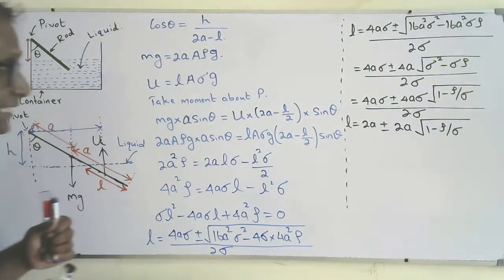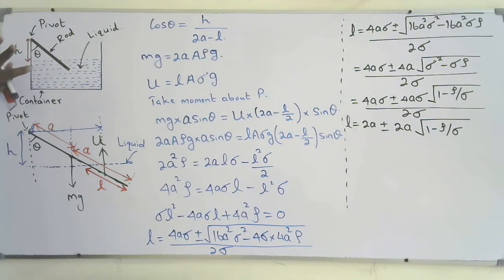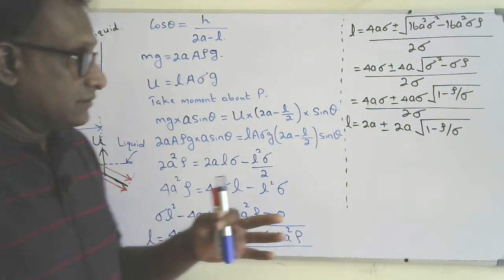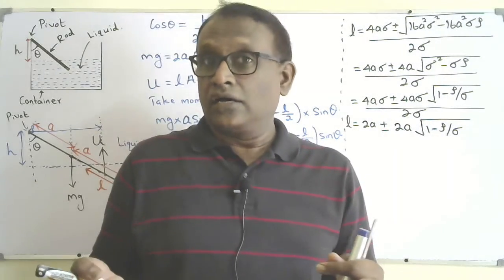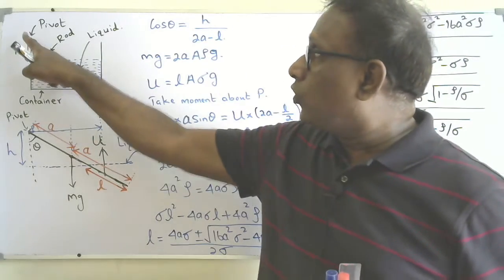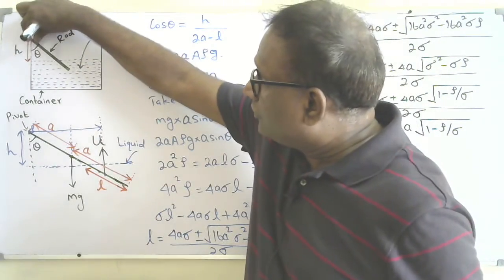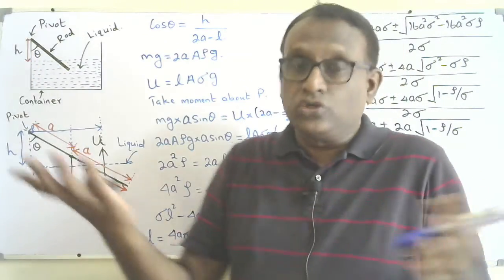Because otherwise, you can see that if sigma is the density of the liquid, and the density of the liquid is lower than the density of the rod, what will happen? The rod won't float like this. The rod would have come to the vertical position because here the pivot has no friction.